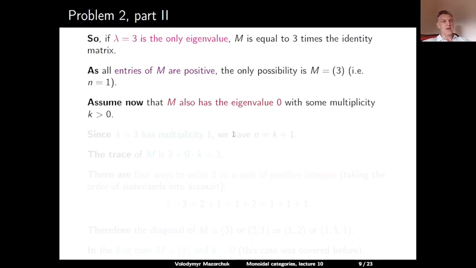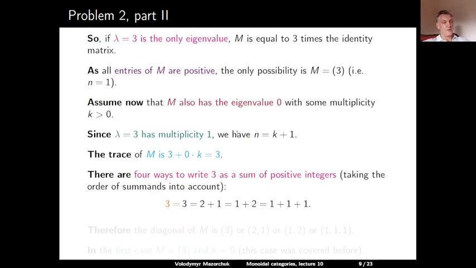Next, assume that M also has eigenvalue 0 with some multiplicity k, which is greater than 0. We know that the Perron-Frobenius eigenvalue has multiplicity 1, so lambda equal to 3 is an eigenvalue with multiplicity 1, and the eigenvalue 0 has multiplicity k. So n, the size of our matrix, is equal to k plus 1. The trace of our matrix is just the sum of all eigenvalues, so this is 3 plus k times 0, so this is 3. And the trace of our matrix is the sum of the diagonal elements.